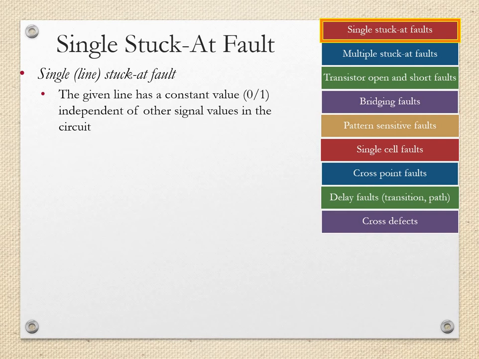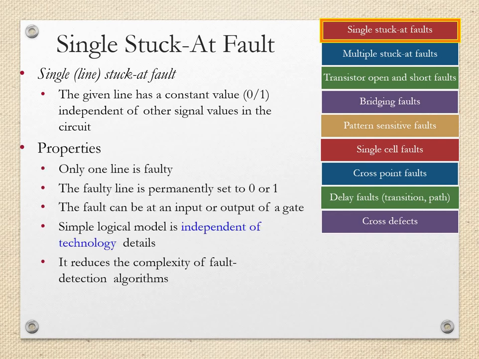Thus, a given line has a constant value, either logic 0 or logic 1, independent of the other signal values in the circuit. It will not change. The properties are: only one line is faulty. The faulty line is permanently set to 0 or 1. The fault can be at an input or an output of a gate. The simple logical model is independent of technology details, and it reduces the complexity of the fault detection algorithm.